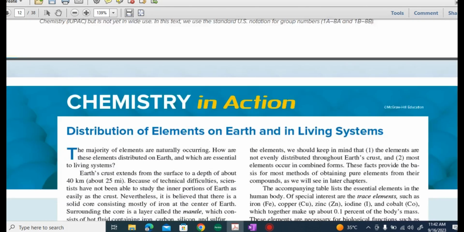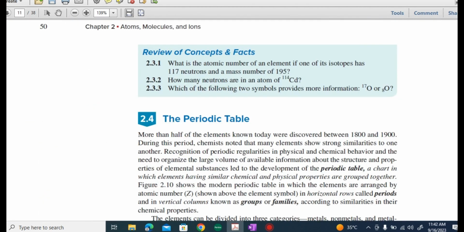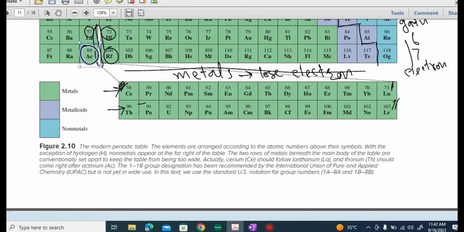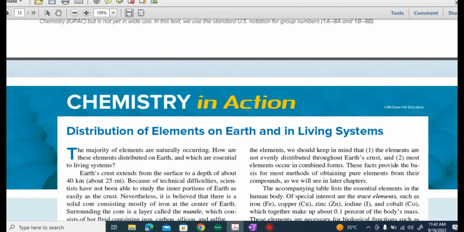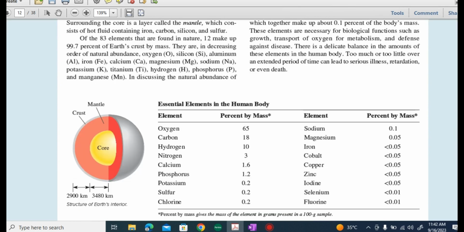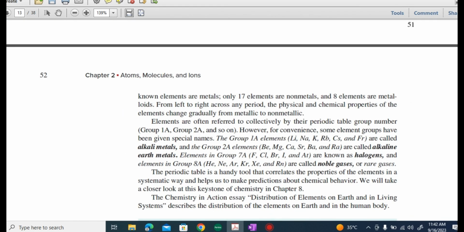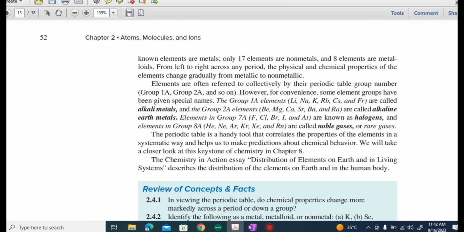Now, one more thing. This is page 50, and you can easily find all the information related to metals and non-metals and how the periodic table is arranged, but this is not directly part of the syllabus. You just need to know what metals are and where they are located, what non-metals are and where they are located, and what metalloids are and where they are located.